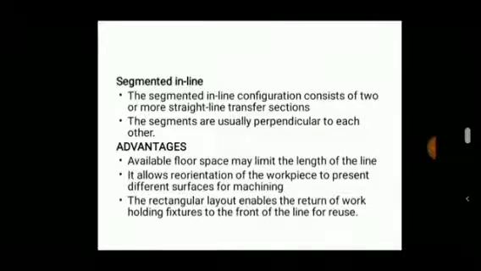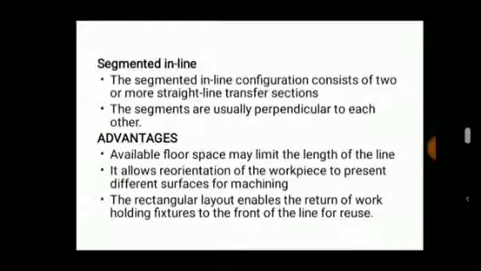So that we can use inline systems in places which have a small or minimum amount of space. So what are the advantages? Available floor space may limit the length of the line. It allows reorientation of the workpiece, that is, if you want to machine one side of the workpiece and then machine the other side, it will revolve around to a new position, so that it will automatically turn to the other face so that we can machine with ease.